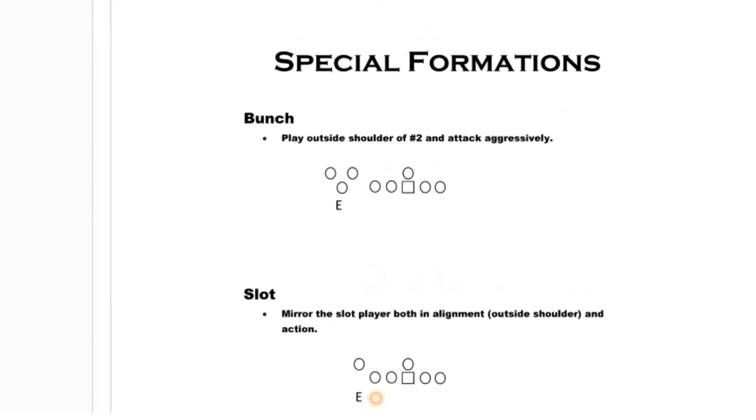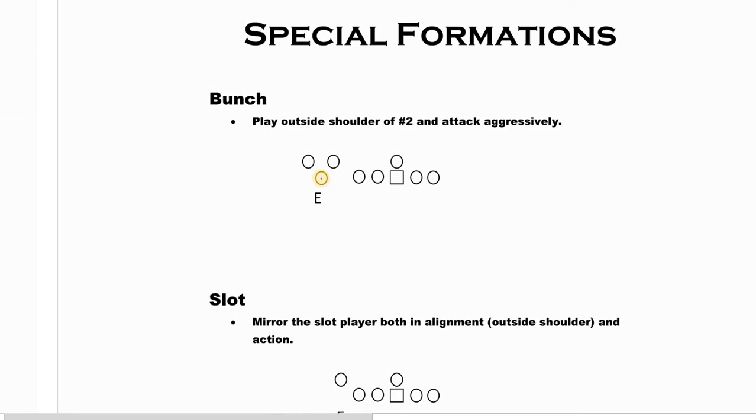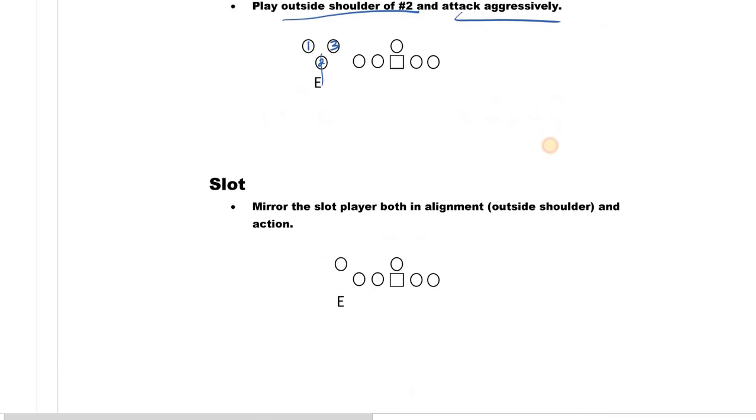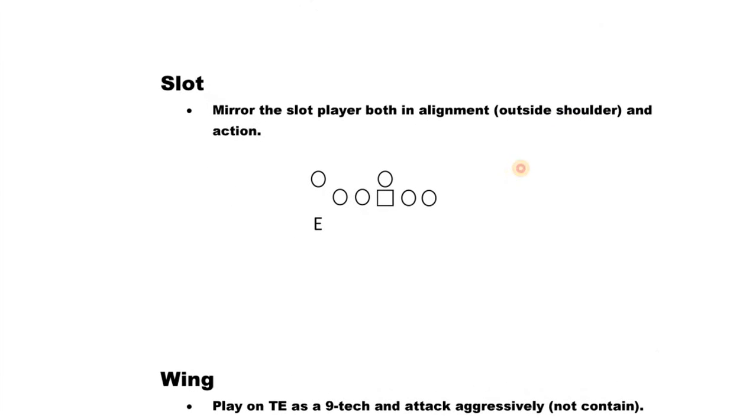And here's some special formations. The bunch, where you have all the receivers bunched up in that area, we are outside shoulder of number 2. So here's the number 2 man. Remember, we count from the outside in. 1, 2, 3. We are outside shoulder of that person, and we are attacking aggressively. We want to hold up number 2 on the line of scrimmage.